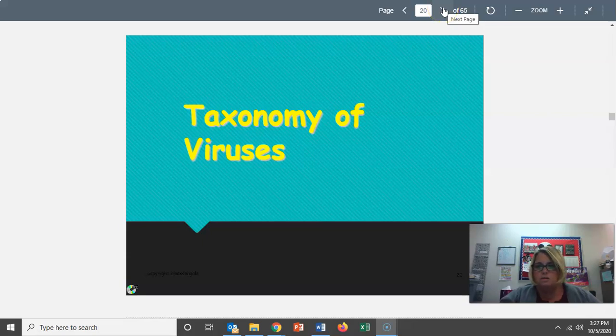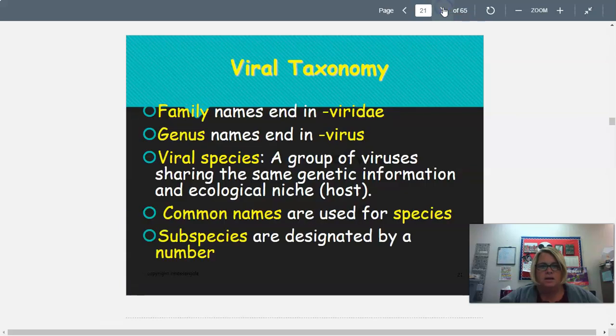Okay, virus notes, part 2. So the taxonomy of viruses, how are they classified? So viral taxonomy, we know the family names end in Viridae, genus names end in virus. Okay, the viral species, it's a group of viruses sharing the same genetic information and ecological niche. Okay, common names are used for the species, and subspecies are designated by number.